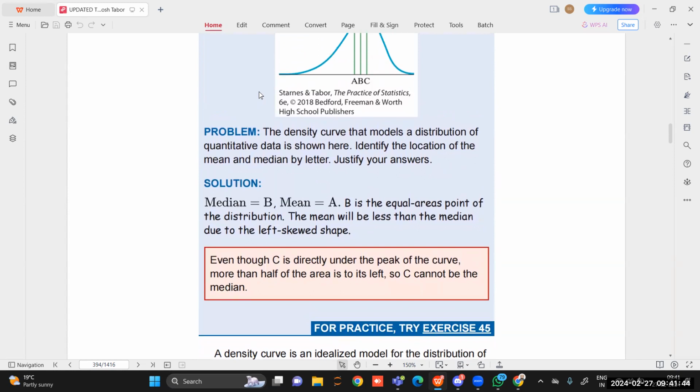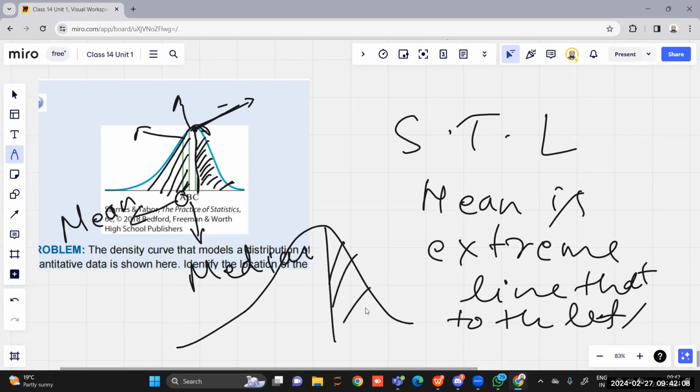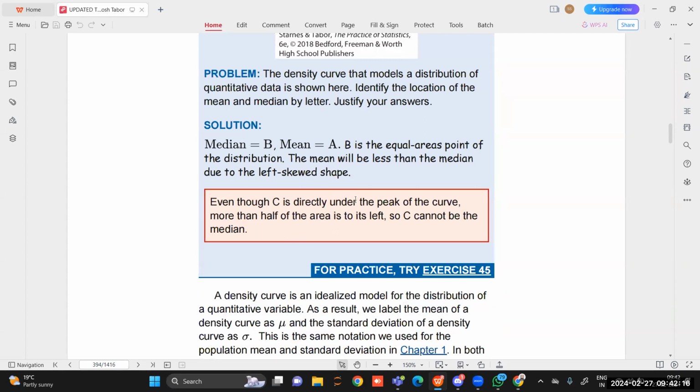Why have we taken B as the median? Because it was cutting equal areas on both the sides. That was the thing. If we had taken C, C is the exact center of the curve, the exact center of the peak. But it is left skewed, so there wouldn't be equal areas on both the sides. If I had taken this point, there wouldn't be equal areas on both the sides. It is clearly visible from the figure. Even though C is directly under the peak of the curve, more than half of the area is to the left, so C cannot be the median. I have explained this to you.